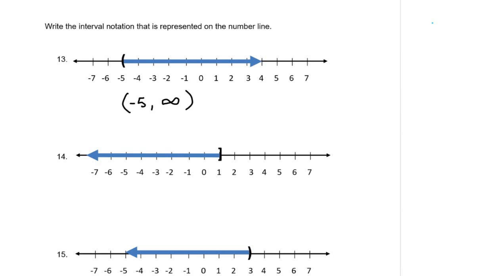And again, your interval notation is always going to go from your smaller number to your larger number. So in problem 14, my smaller number, or the number on the left, is actually negative infinity. So again, I have a parenthesis there for negative infinity. And as far right as I go is +1, and there's a bracket at +1.